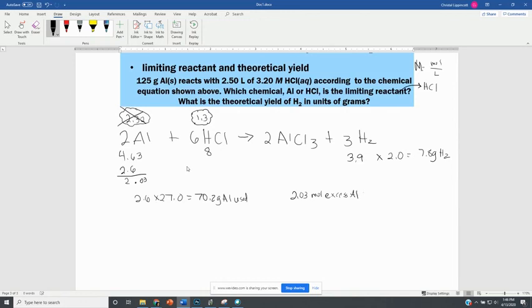And if you wanted to find that out in grams, you'd multiply that by 27. And let's see what that is. 27 times 2.03. So 54.81 grams of aluminum excess. And that's a real common question that they'll ask you as well as a follow-up. So, all right, go back and finish watching his stuff on titration now.